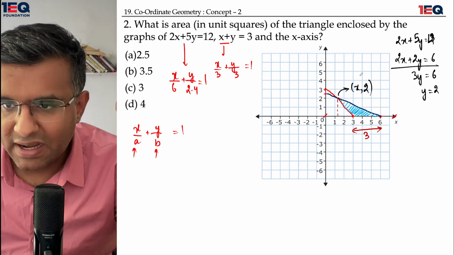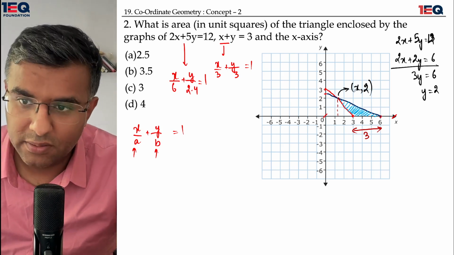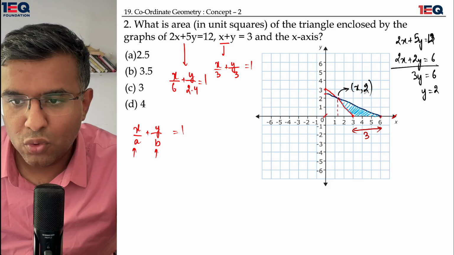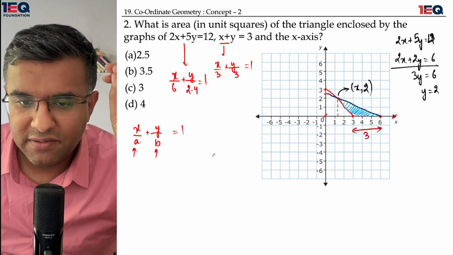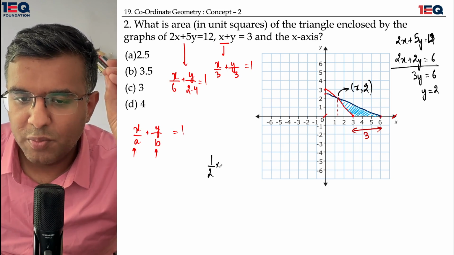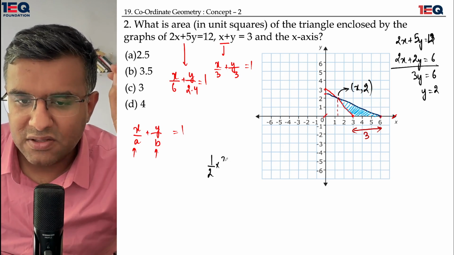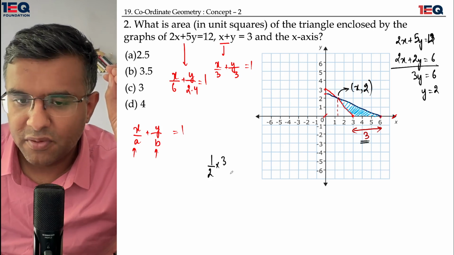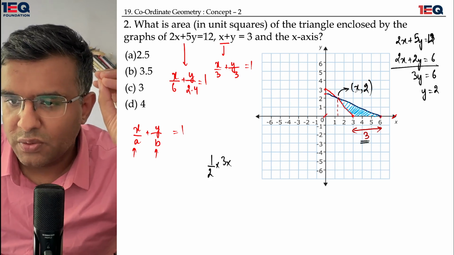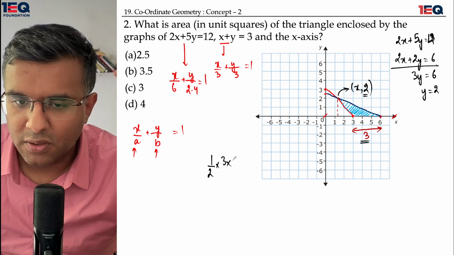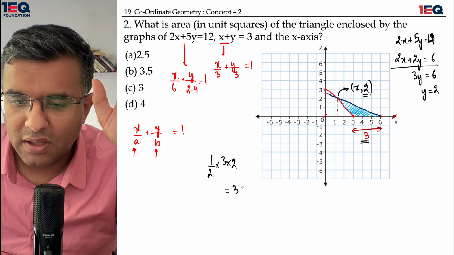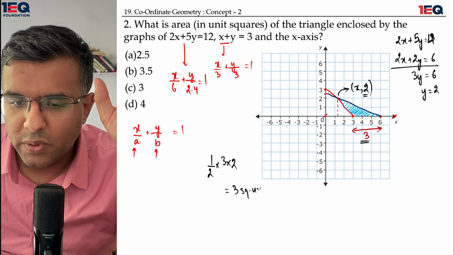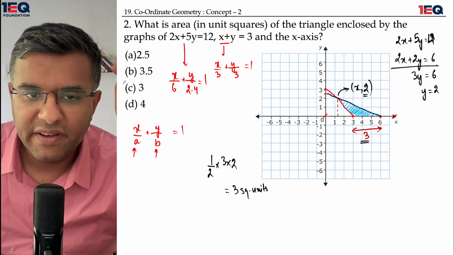Why did I leave it at x? Because I did not need it. I have 2, which is my height, which is sufficient for me. I'll apply the same formula of half into base into height. The base is of length 3 units. I picked it up from here. And the height is of 2 units, which I picked up from here. So half into 3 into 2, I get the value as 3 square units as my final area, which is my answer.